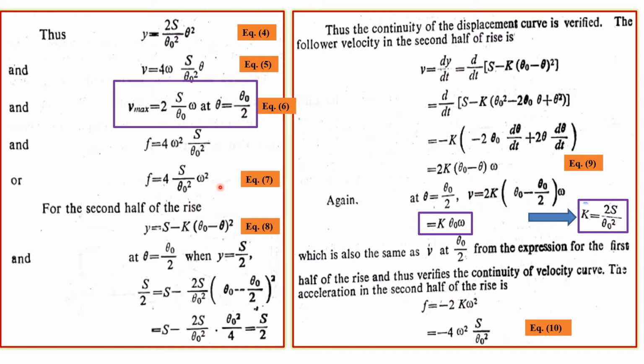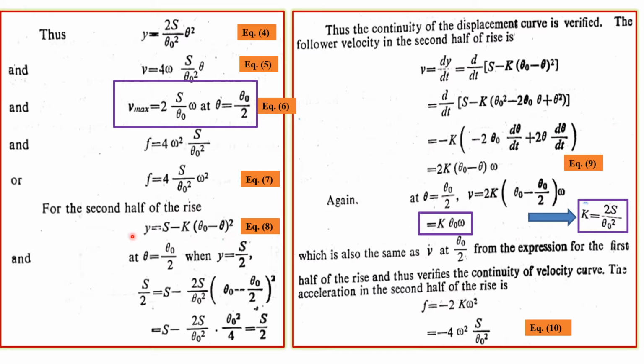So with the help of these 7 equations, we can always determine the displacement of the follower till it reaches half of its stroke, and likewise we can determine its maximum velocity or acceleration. Now we focus on the movement of the follower for the second half of its rise. The equation for the displacement of the follower during the second half is given by y equal to s minus k into theta 0 minus theta, squared.